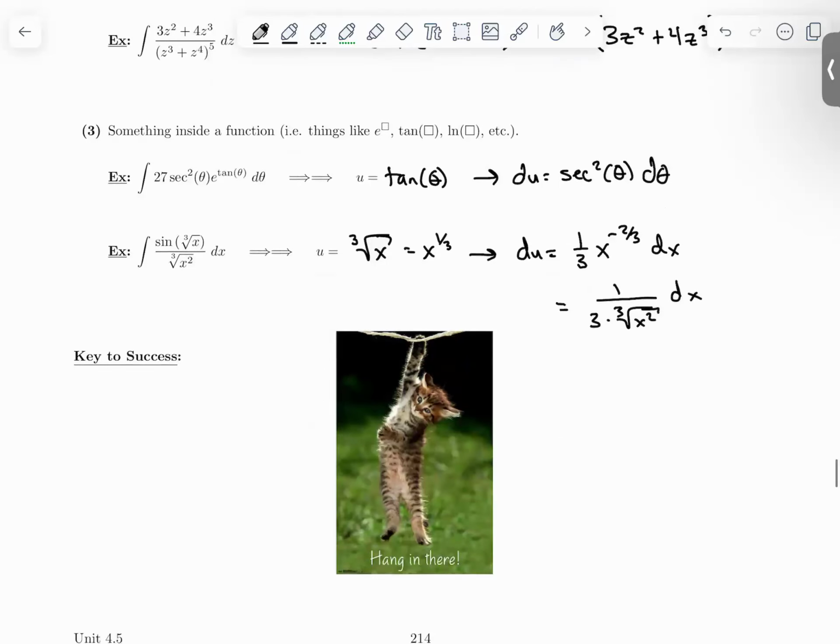But the key to success is that picture right there. A Maine Coon hanging on by a thread. Right? You've got to hang in there. Don't give up. Just because you got it wrong doesn't mean you should give up.